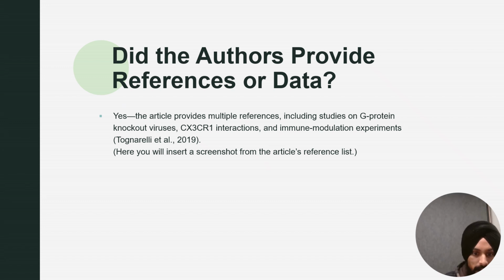Slide 14, article references. The author of the article did provide solid references. It includes studies on how G proteins interact with CX3CR1 and how substances interfere with the G protein's effect on how RSV behaves. This makes the article more reliable because the evidence is visible and can be verified. It includes screenshots on the slides showing that the article clearly cited its sources.